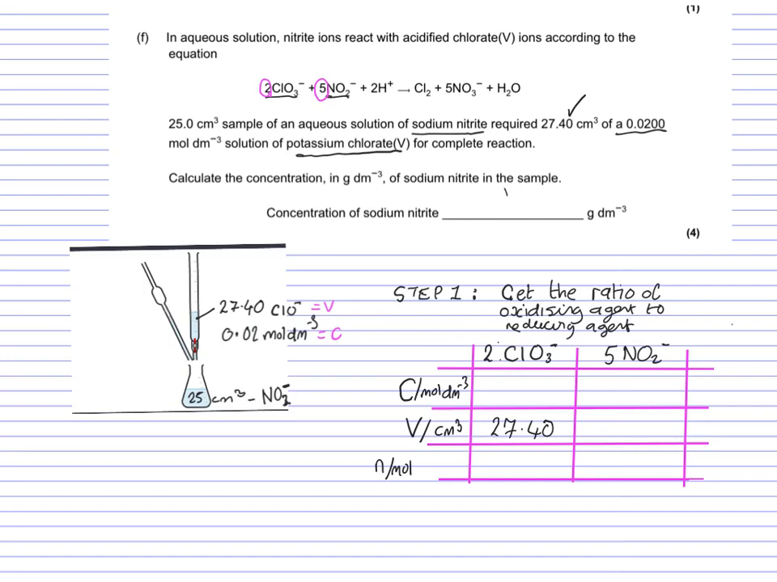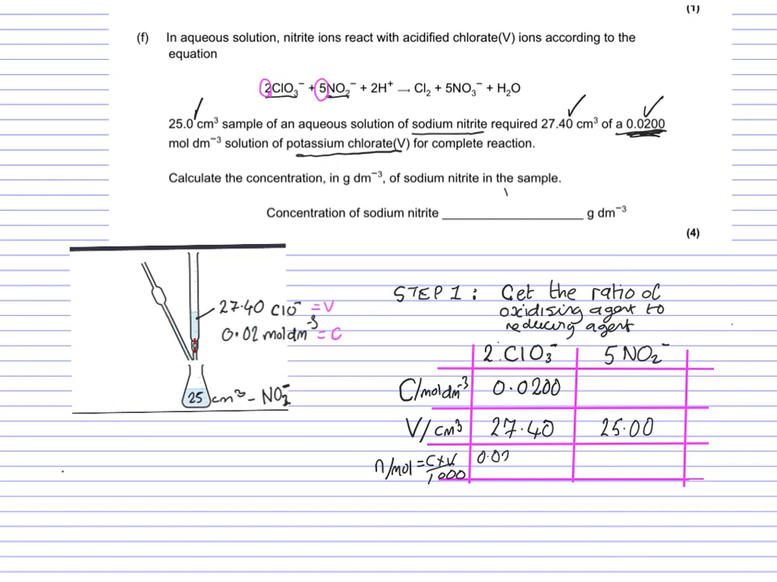We know its molar concentration from the information is 0.02 moles per dm cubed. And for the nitrite ions, we took a sample of 25 centimetres cubed. Now immediately from the table it becomes apparent that you can work out the number of moles of the chlorate ions, because we know the number of moles is concentration times volume.